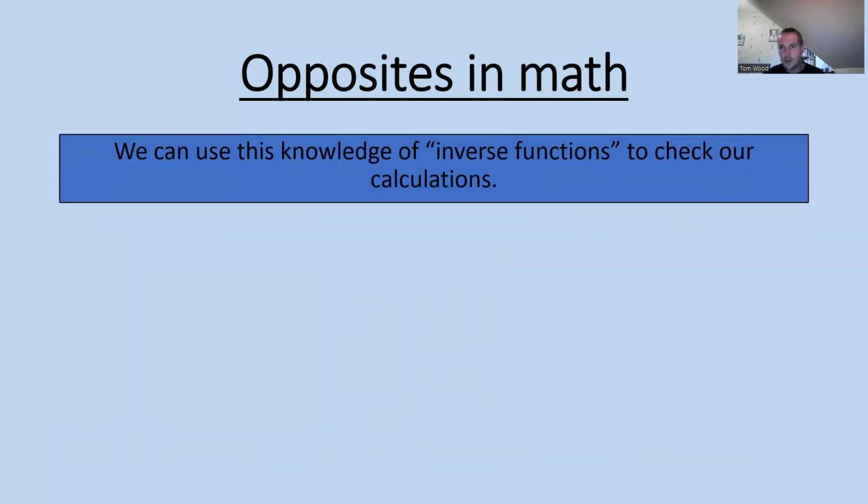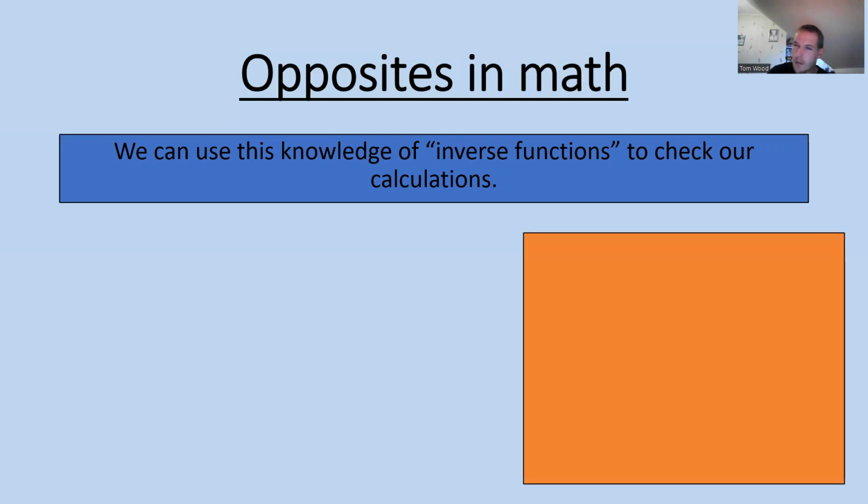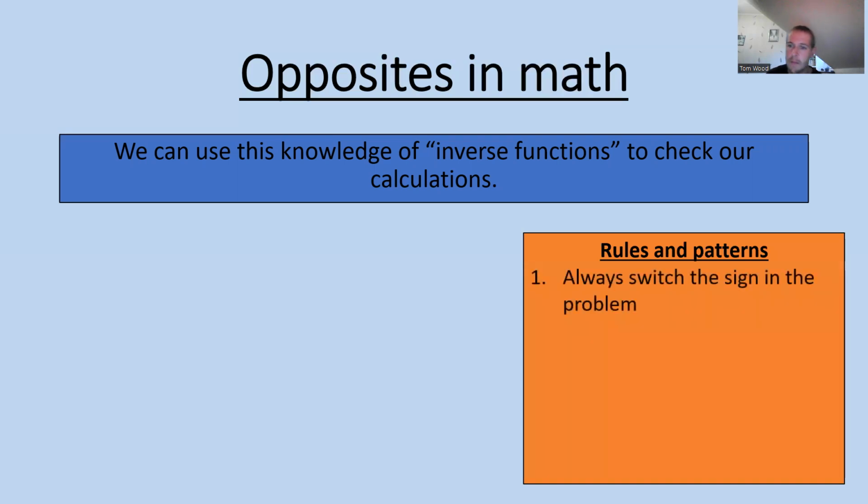Okay, so this can also be called an inverse function. They normally word it as a reverse calculation though. And we can use this to check our answers. There's a couple of key steps to remember. So the general rules and patterns for this are we always switch the sign in the problem. If we had an addition sum going forward, going backwards, it will be a subtraction. If we had a multiplication, it will become a division. Squaring a number will become a square root.